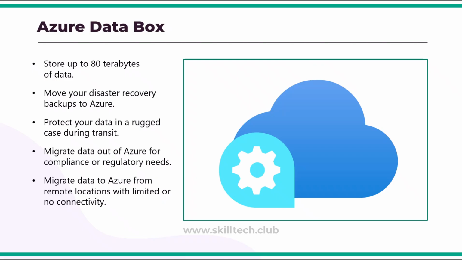to Azure Cloud Infrastructure. You can migrate your data out of Azure for compliance and regulatory needs when you need that. And you can migrate data to Azure from remote locations with limited or no connectivity also. So there are chances you have on-premise servers where Azure does not have connectivity, but you can use Data Box, where you can transfer terabytes of data into a Data Box and move the data to the cloud. This is a basic difference between Azure Migrate and Data Box, because this is a physical data box which you can move and shift to the Azure Cloud Infrastructure.